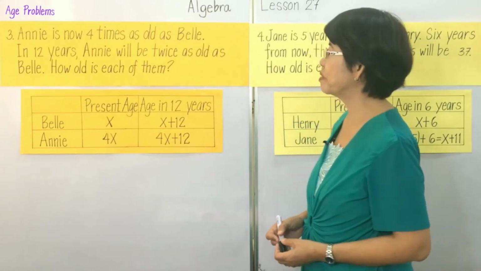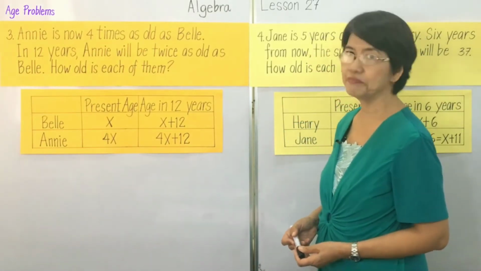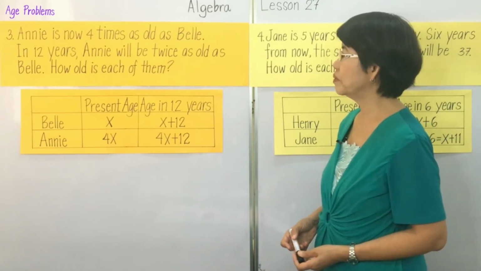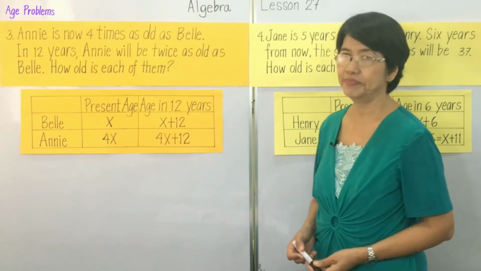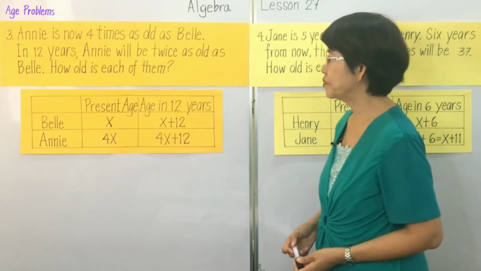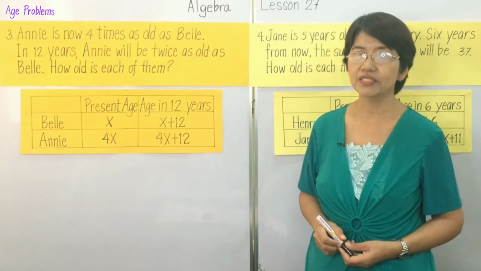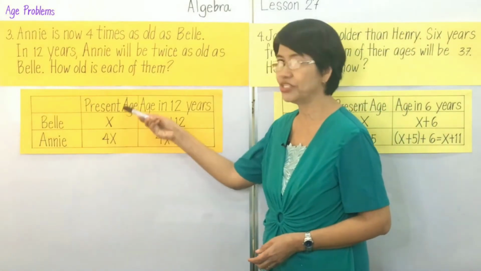Here's our problem number 3. Annie is now 4 times as old as Belle. In 12 years, Annie will be twice as old as Belle. How old is each of them? So again, we have the present age and the ages in 12 years. So we will be adding 12 years to their present ages.